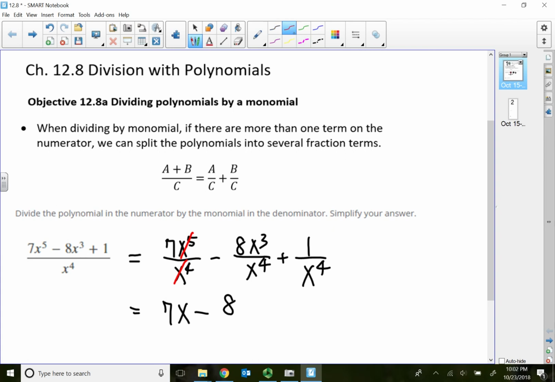I have x to the 3rd on top and x to the 4th in the bottom. When they cancel out, there should be 1x left in the bottom. So I have x in the bottom, and the 8 over 1 is 8, so that 8 remains on top. Plus, there's no x on top to reduce with my x to the 4th down here, so this term remains as 1 over x to the 4th. And that's my answer.